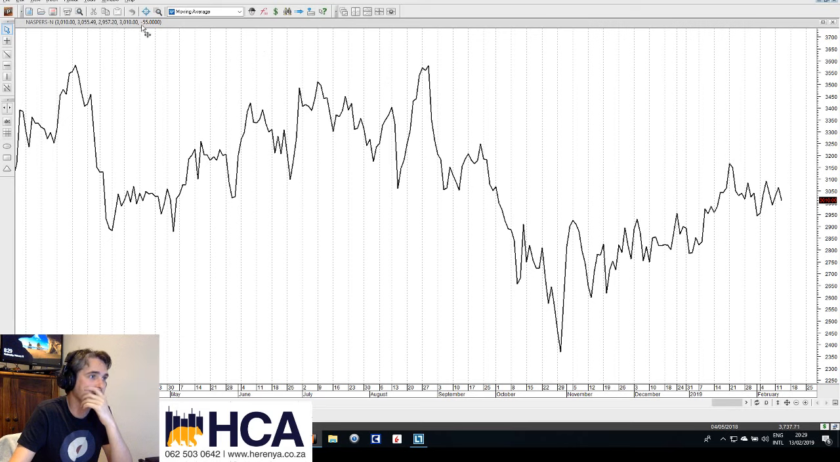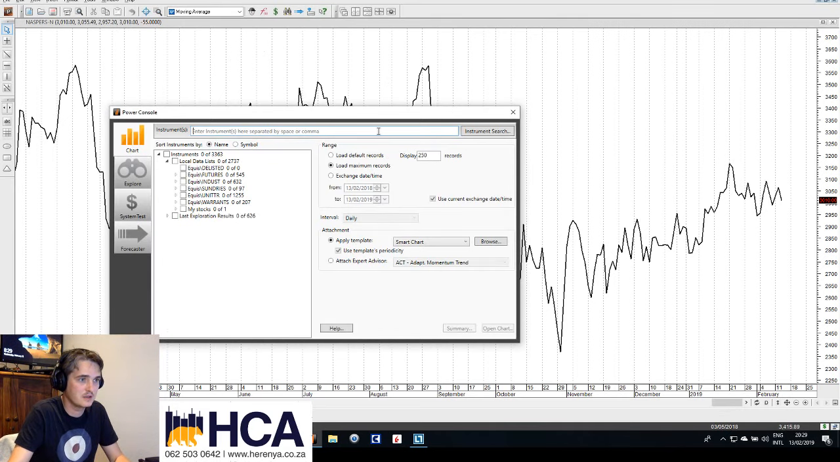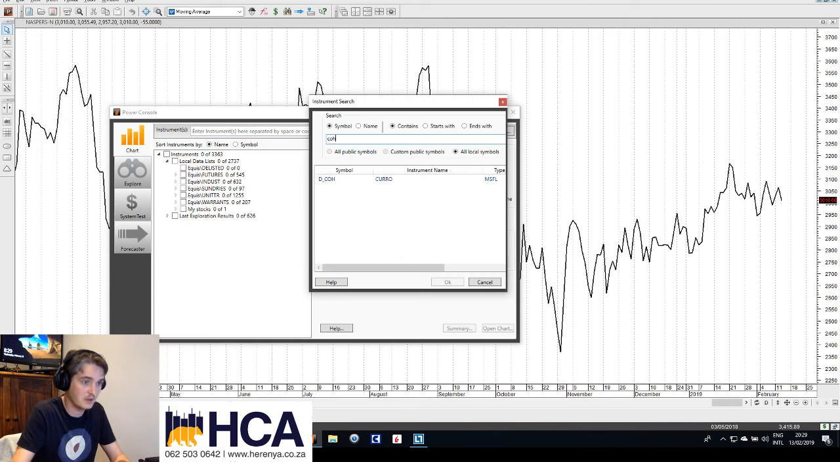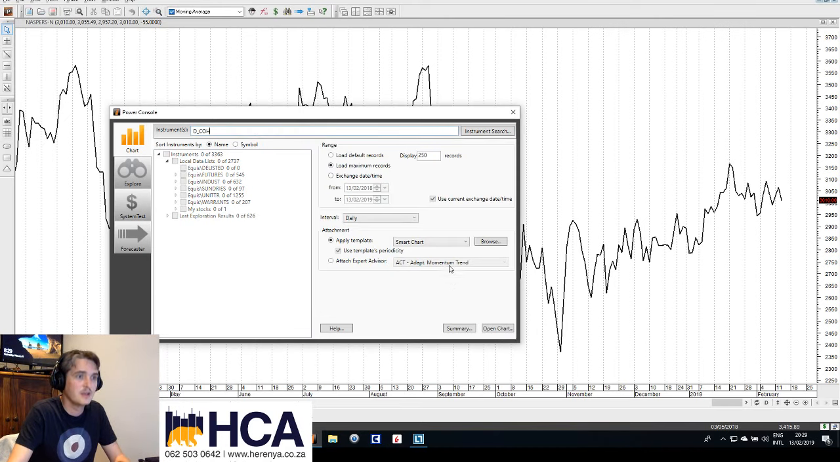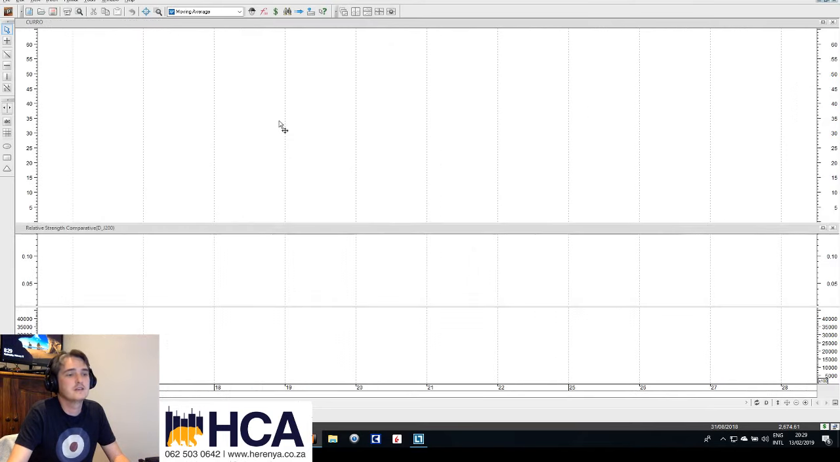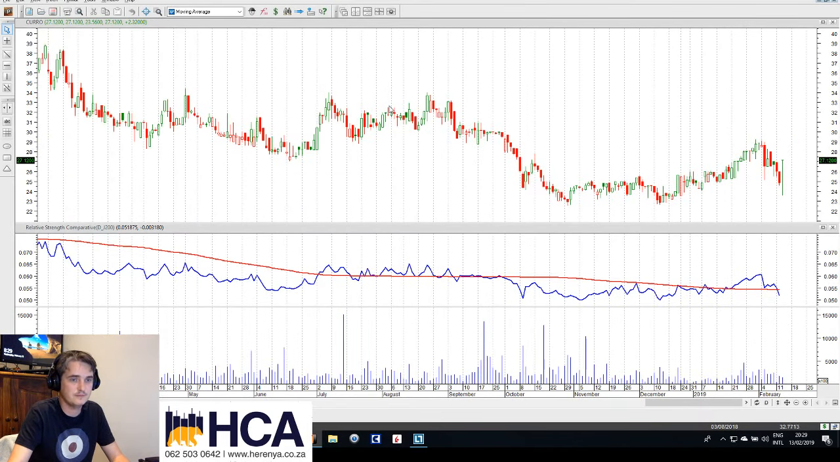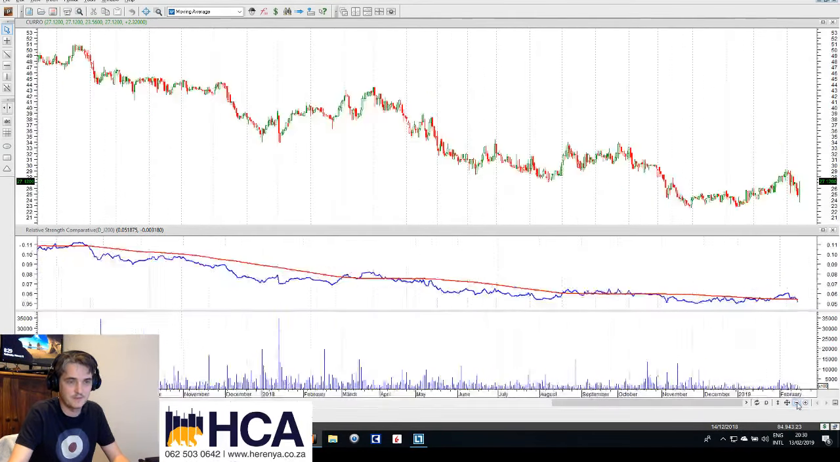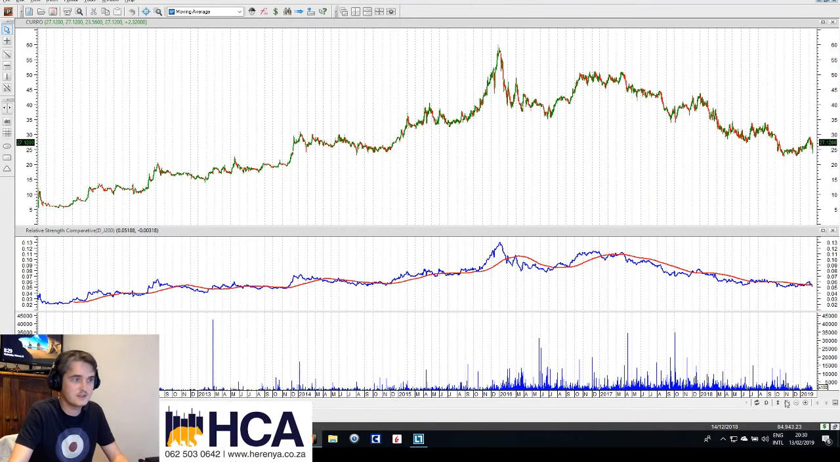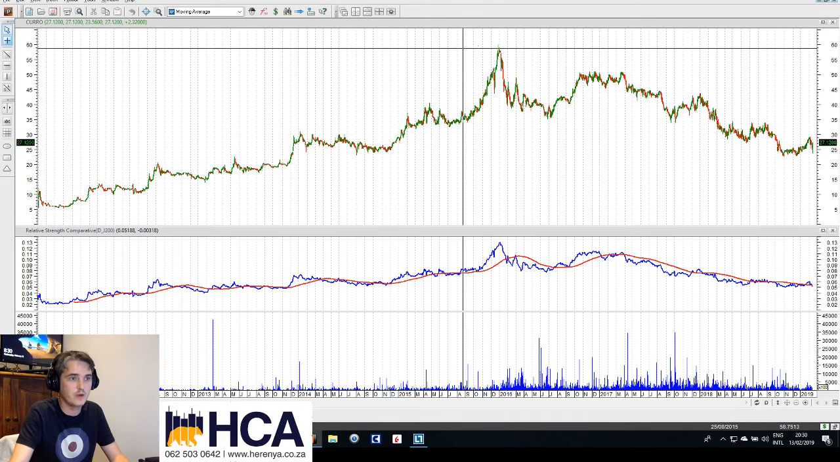Let's use a different stock. I don't want to use Naspers. Let's use COH because that was actually something I was looking at earlier. Open chart. Alrighty. So you can see here, for example, this stock lists at 5 Rand, and then we have this move all the way up to 60 Rand.